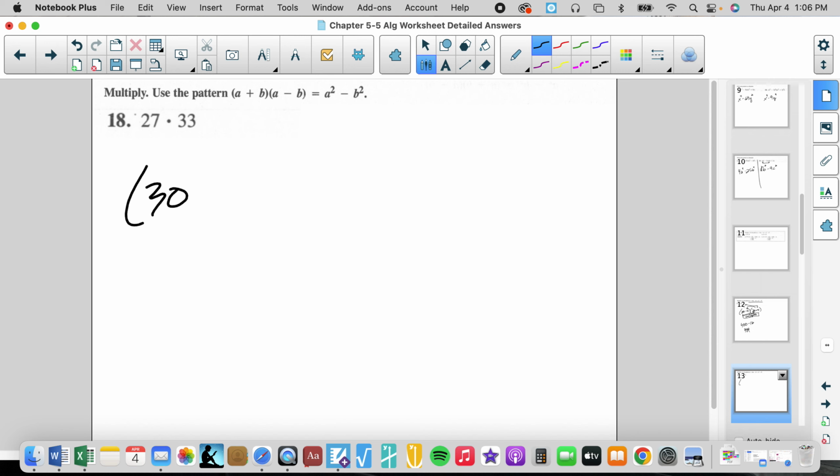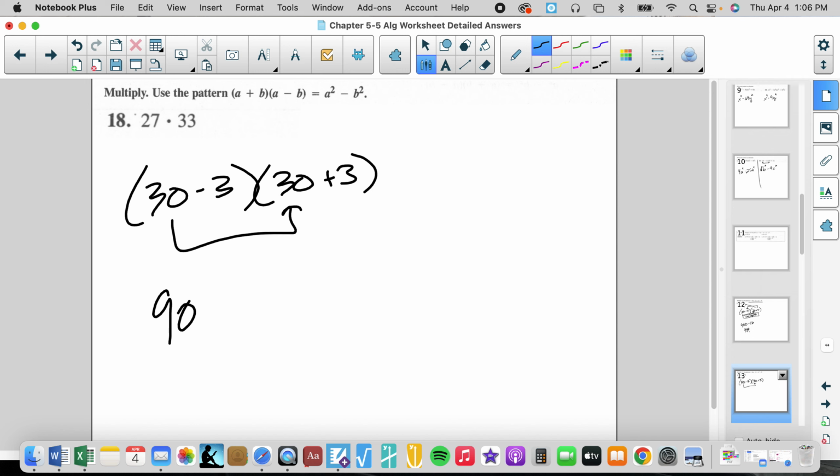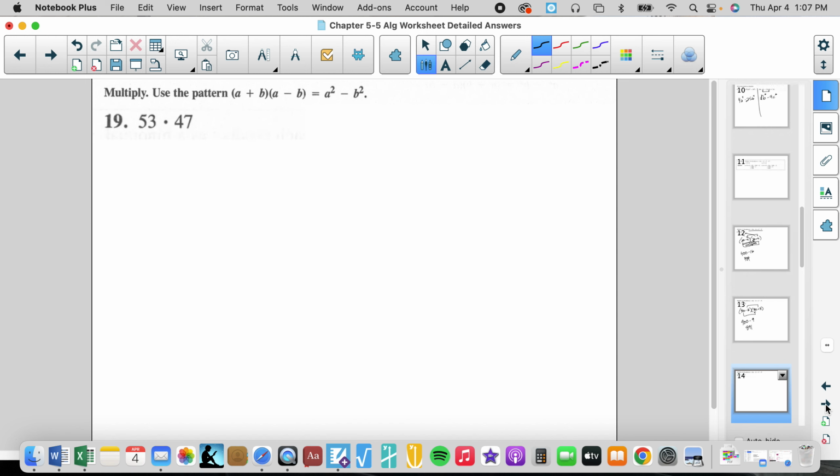So this is 30 minus 3. This is 30 plus 3. That's going to give me 900. This is going to give me minus 9, 891. I just multiplied 27 times 33 mentally in 4 seconds. That's not bad. I think that's very doable.